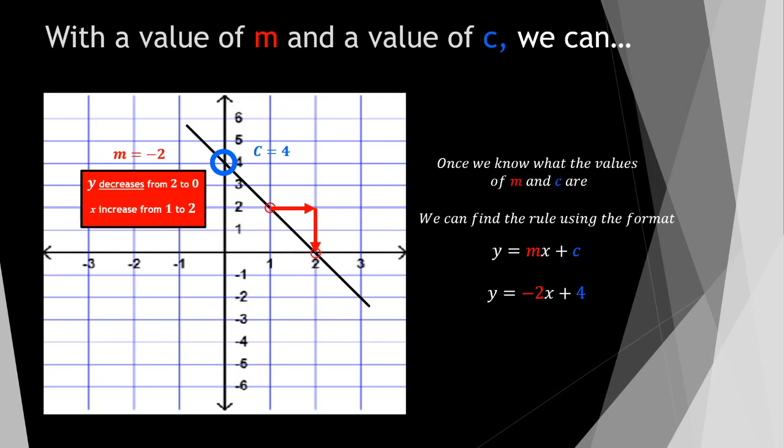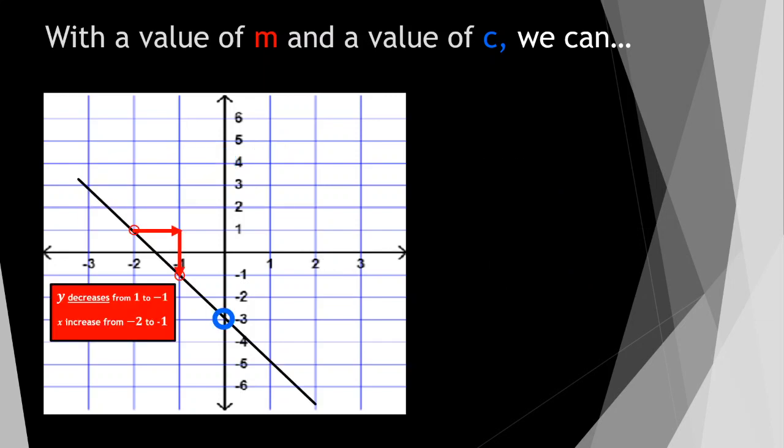All we've done is we've found the gradient and we've found the y-intercept. Okay, now that we know that m is the gradient and c is the y-intercept, we can just put those numbers into the general rule, which you see on your screen right here. Okay, and then once we do that, we get our rule. y equals -2x plus 4.